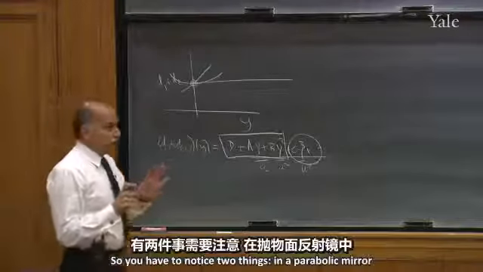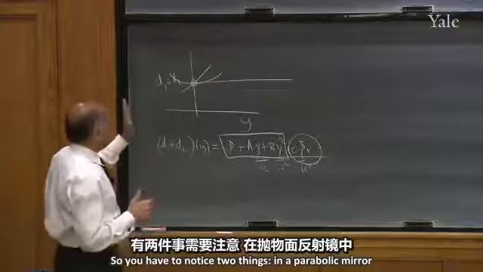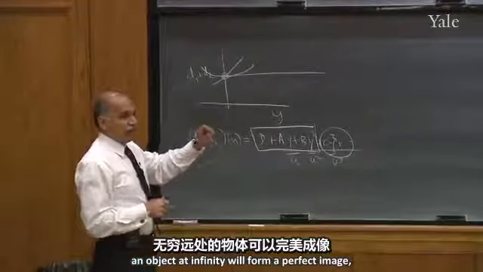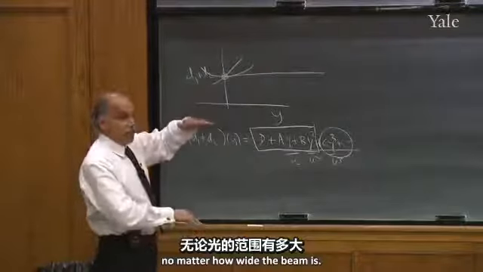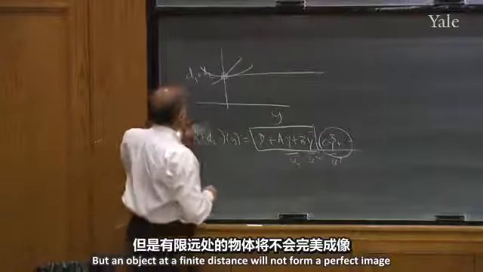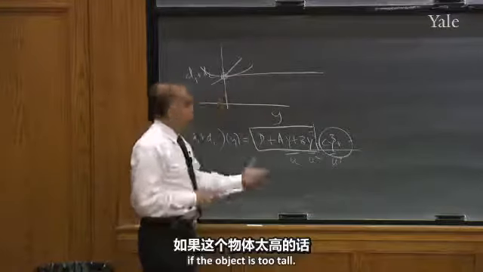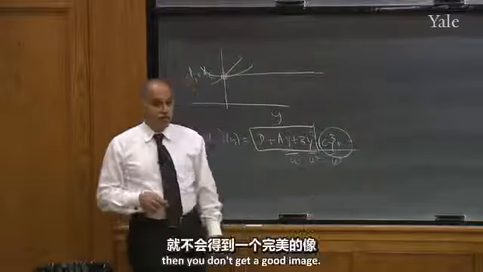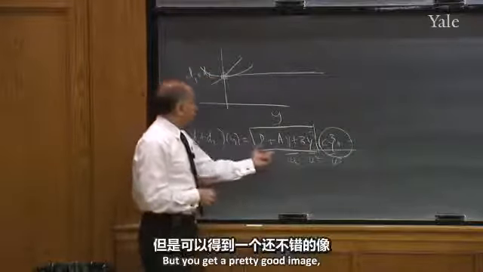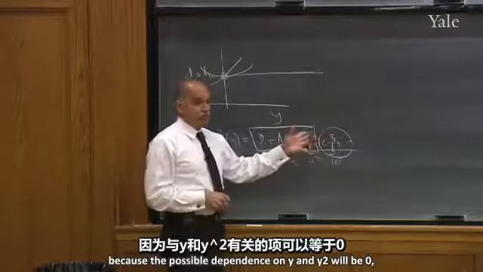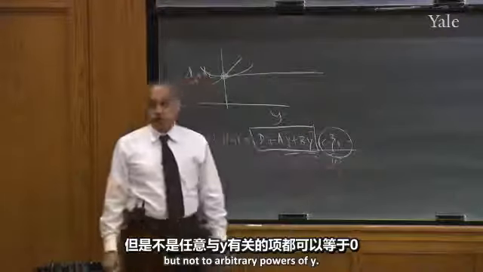So you have to notice two things. In a parabolic mirror, an object at infinity will form a perfect image no matter how wide the beam is. But an object at a finite distance will not form a perfect image if the object is too tall. If the height y becomes too much, then you don't get a good image. But you get a pretty good image because the dependence on y and y squared will be 0, but not to arbitrary powers of y.